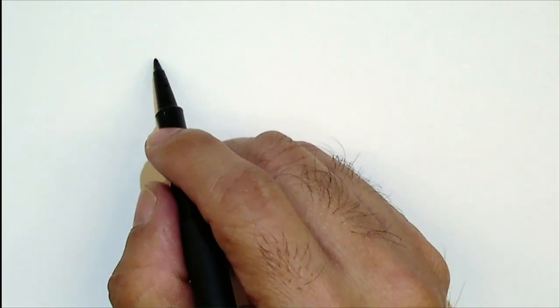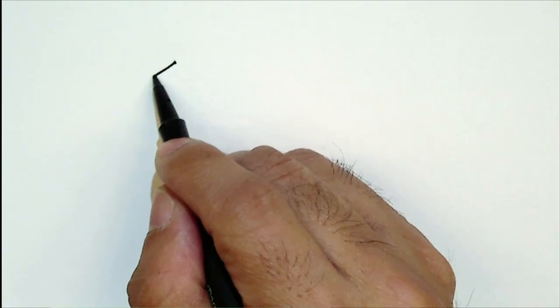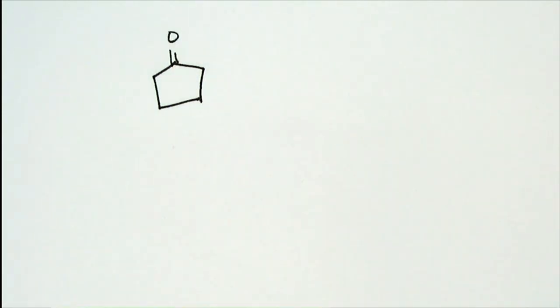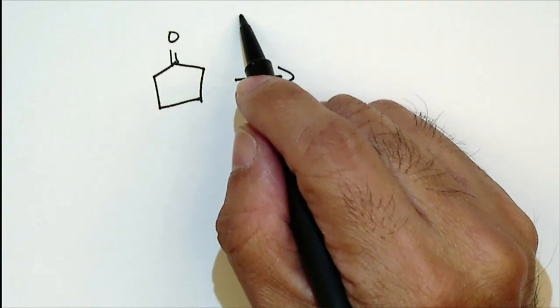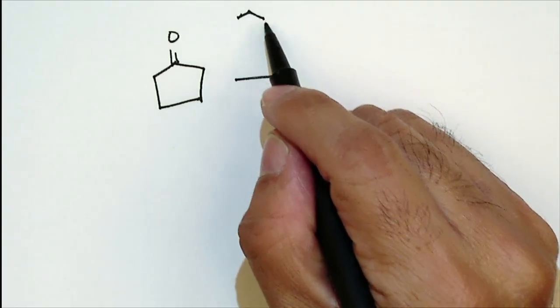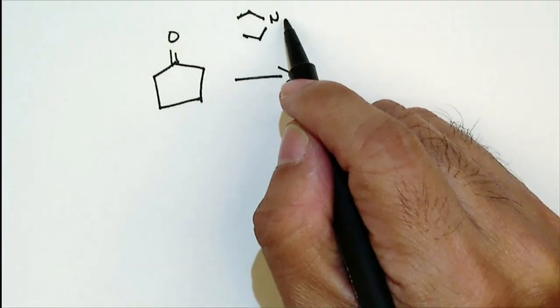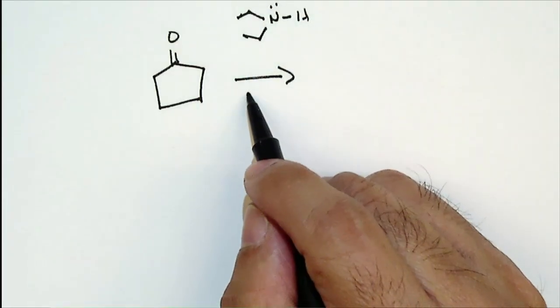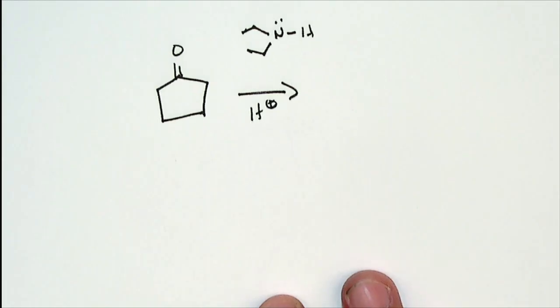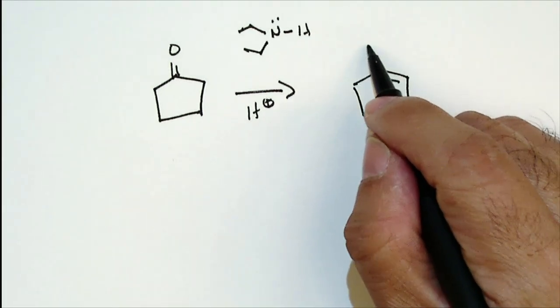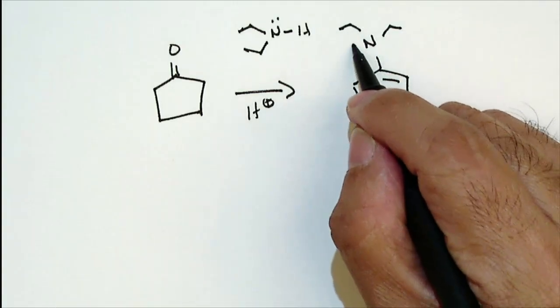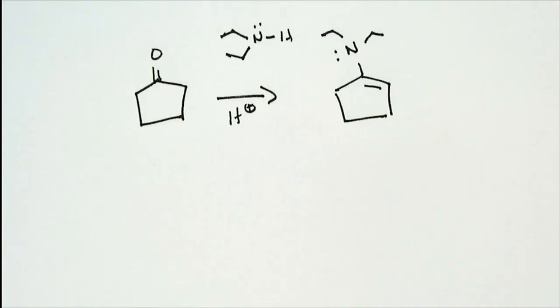So let us say that you have, let me start at the ketone. If I take that ketone and treat it with NH, a secondary amine, and an acid catalyst, then you know what you're going to get from that is an enamine that looks like this, right? Beginning there is where the Stork comes in.